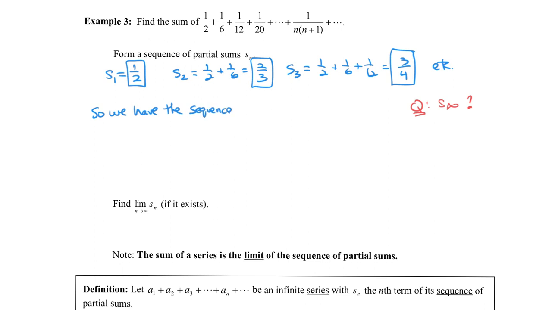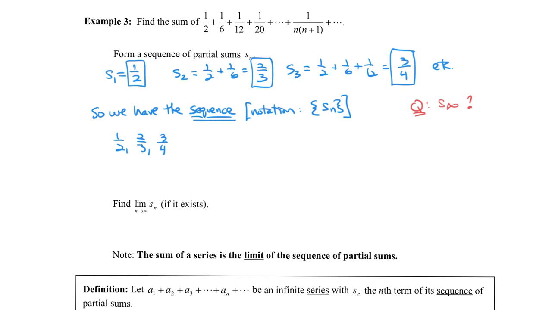Remember, a sequence is just a listing of numbers in a definite order. So we're back to sequences, and the notation would look like this. Remember, the notation of a sequence, we have these little braces, S sub n. So here's our sequence. We have 1/2, 2/3, 3/4. Basically, this is a sequence of these partial sums, right? S sub 1, S sub 2, S sub 3.